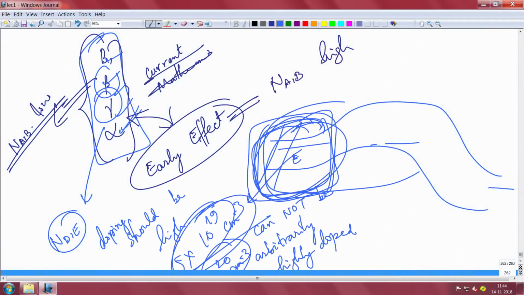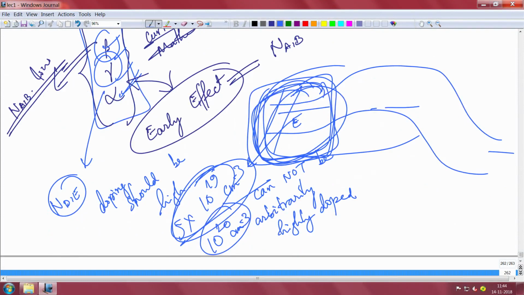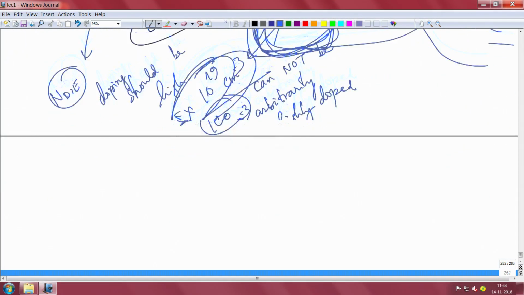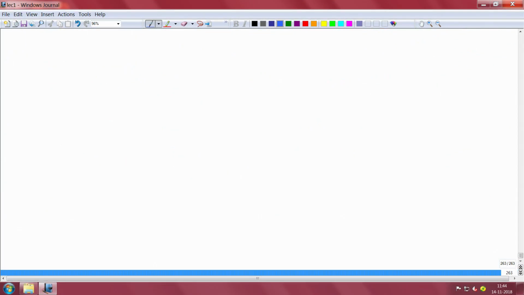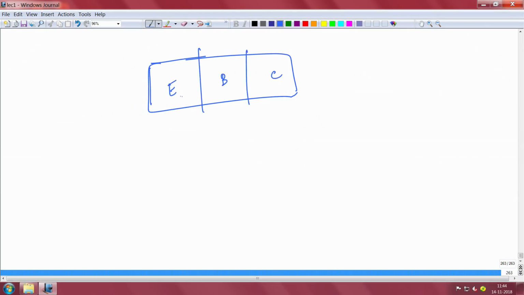So we will come to the whiteboard. If you recall, in the last class I told you about the early voltage and early effect, and that for a BJT to work well and give you higher gain, the emitter doping should be very high compared to the base doping. This is the emitter doping NDE and this is the base doping NAB. The emitter doping should be much higher than the base doping, only then will the gain beta be high, and you will get gain in the device.